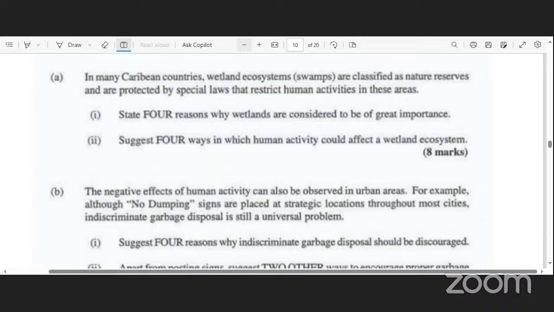Okay, now we're going to look at the next question. Suggest 4 ways in which human activity could affect a wetland ecosystem. Come on, just run them up in the chat. So let's get the chat blazing. So what are 4 ways in which human activity could affect a wetland ecosystem?